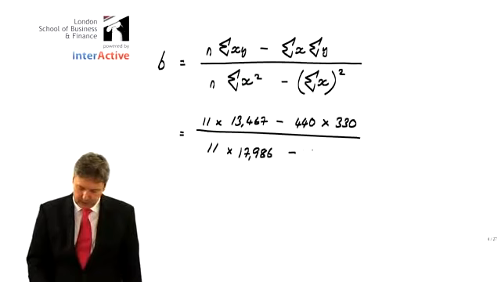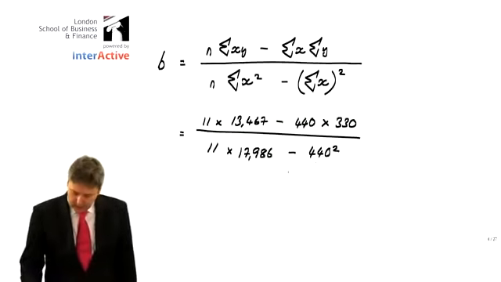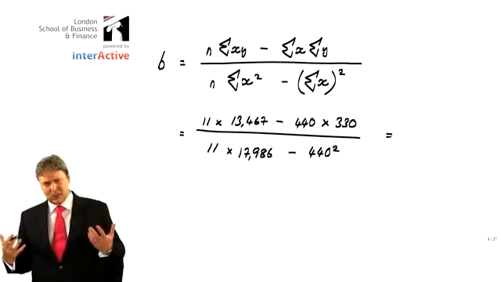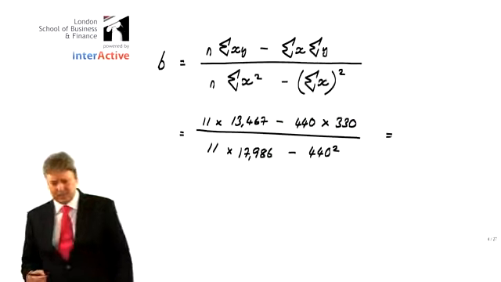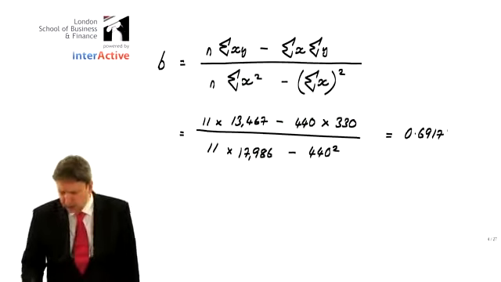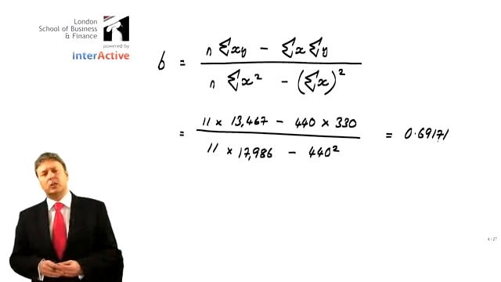17,986 minus 440 squared. If we do this working, remember it wasn't required, we should come to the answer that we already have. Just check that you can do that, because of course in your exam you may easily get a question that requires you to calculate the B value.